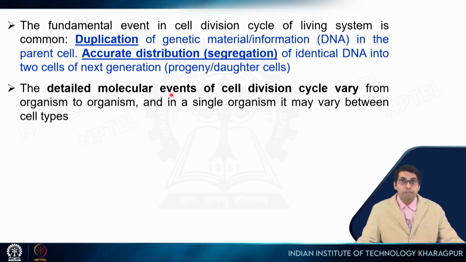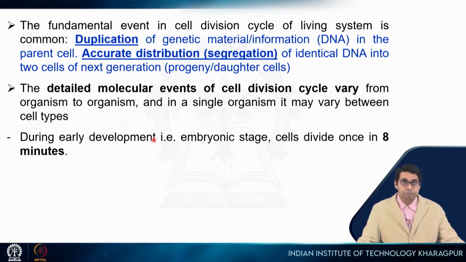The detailed molecular events of the cell division cycle vary from organism to organism, right. Again, in a particular organism, depending on the cell type, it will also vary, and also according to the stage of the organism. Embryonic cells will divide in a certain way versus adult cells, right. But the overall features are common, and that is what we are going to discuss.